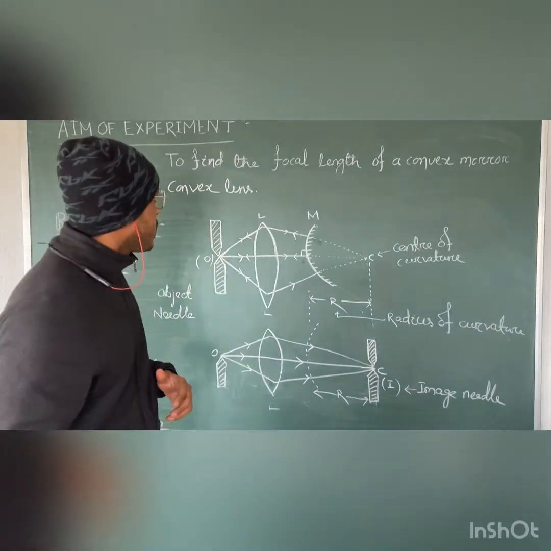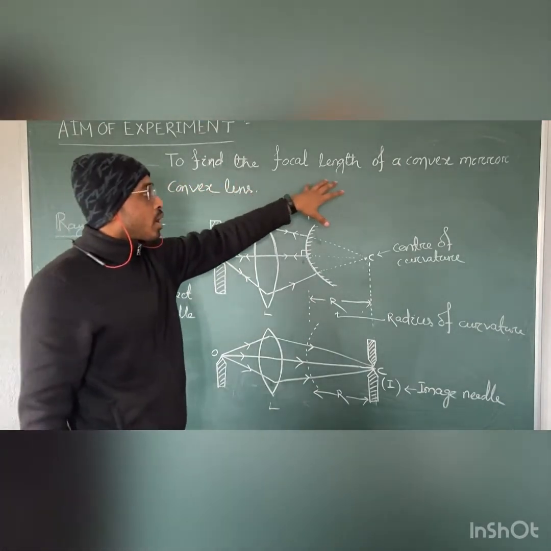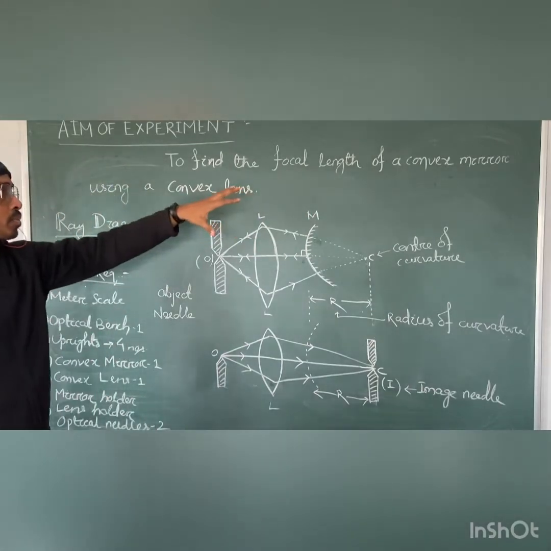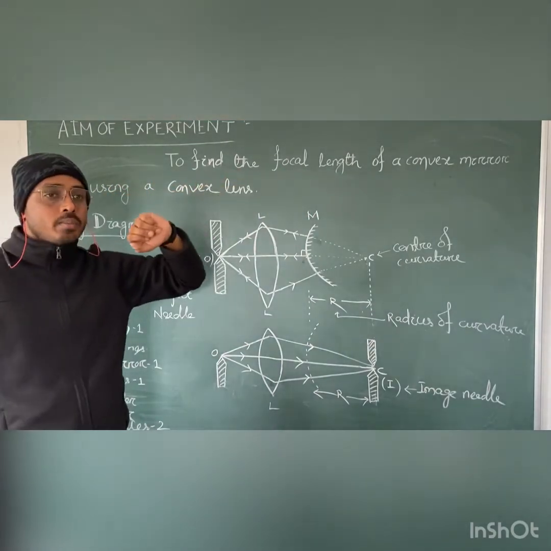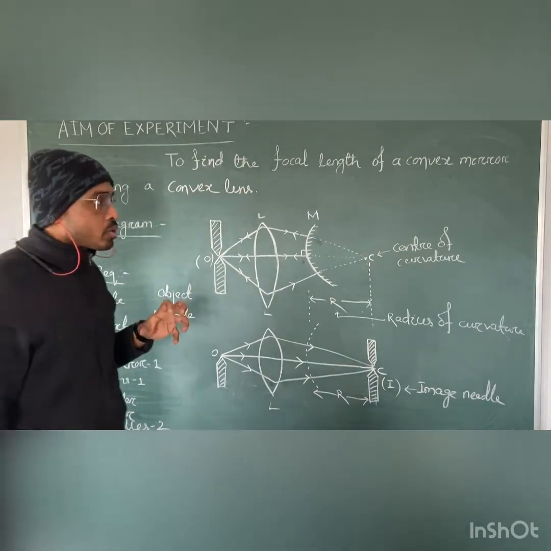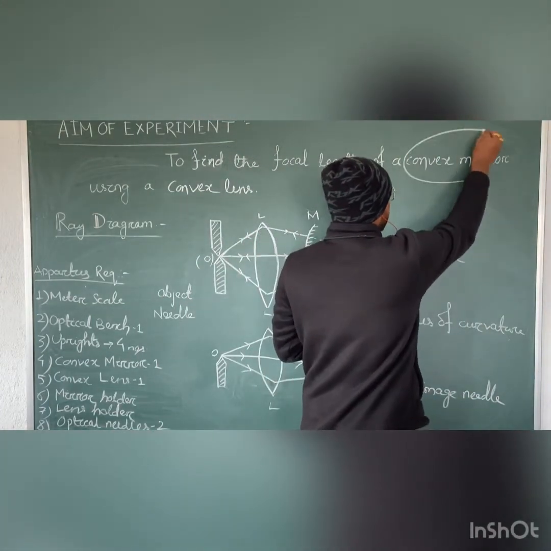So our aim of the experiment today is to find the focal length of a convex mirror, with the help of a convex lens, to find the focal length of a convex mirror using a convex lens.